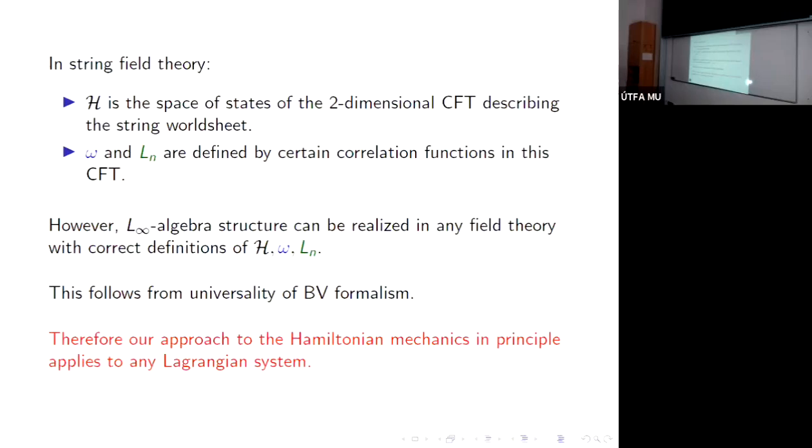In string field theory, this vector space H is the space of states of a two-dimensional conformal field theory, which is describing the worldsheet of the strings moving in the specific background whose fluctuations we're interested in. There's the CFT, and the state space of that CFT is this H. And this omega and these L_n's are defined by certain correlation functions in this two-dimensional CFT.